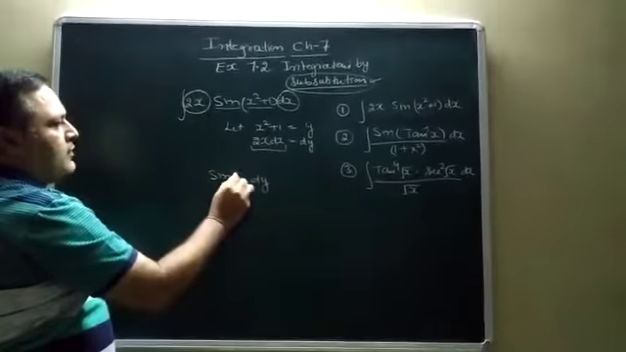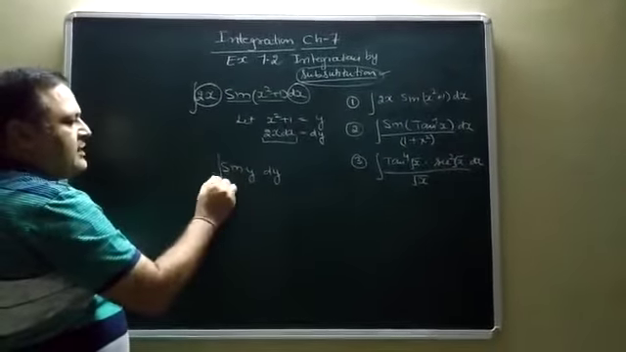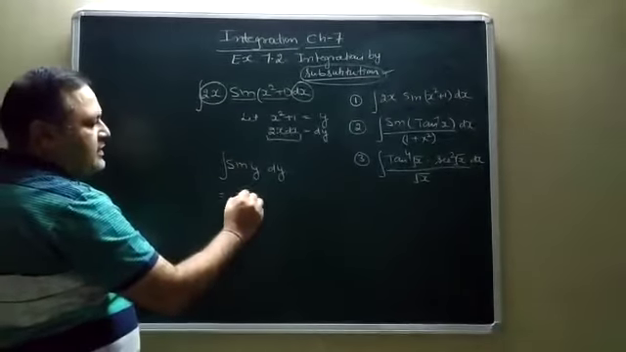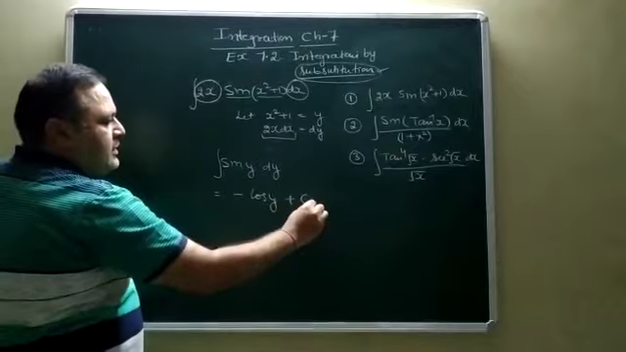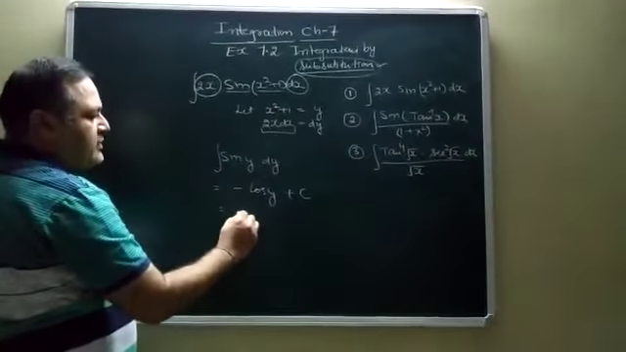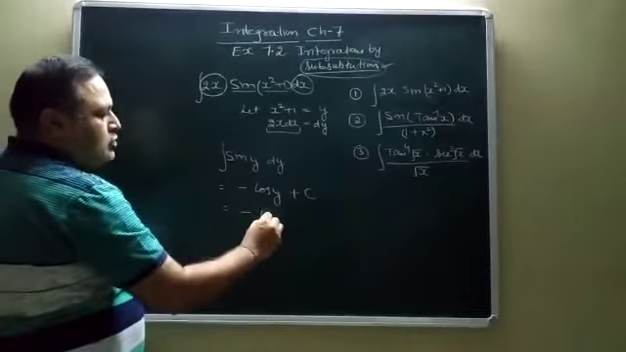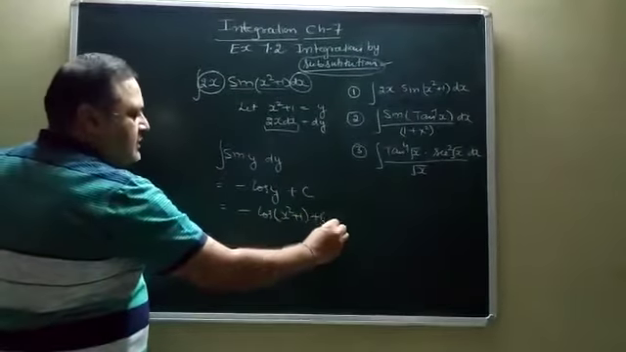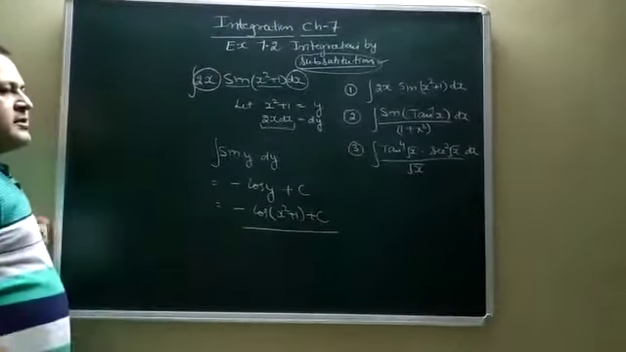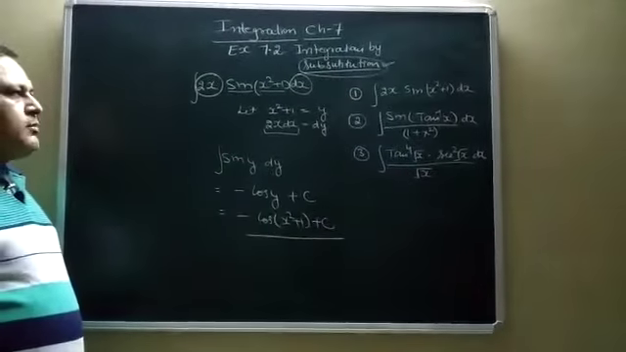It is sine of y and its integration. Sine of y integration is minus cos of y plus c, the constant of integration. Minus cos of y, it is x square plus 1, plus c. This is the integration by substitution.